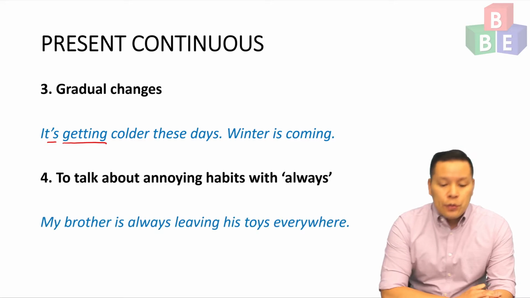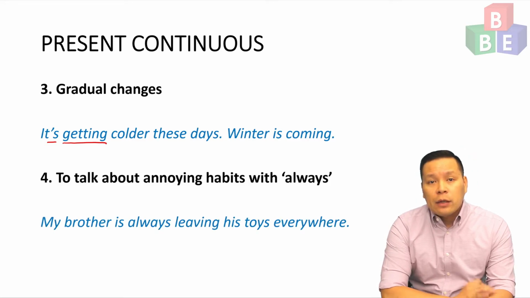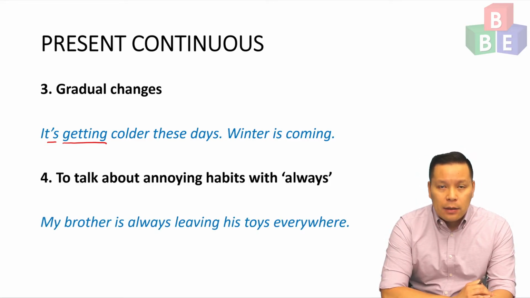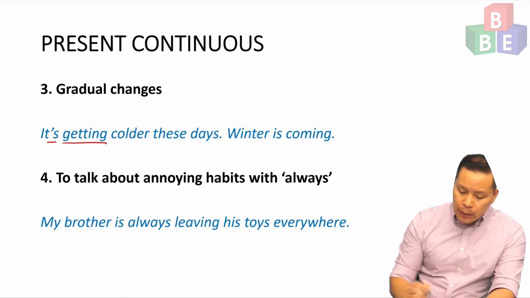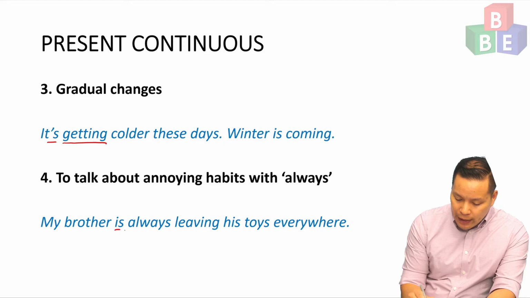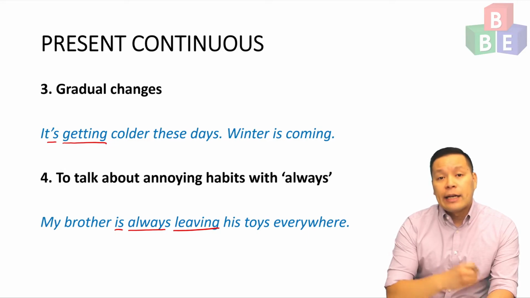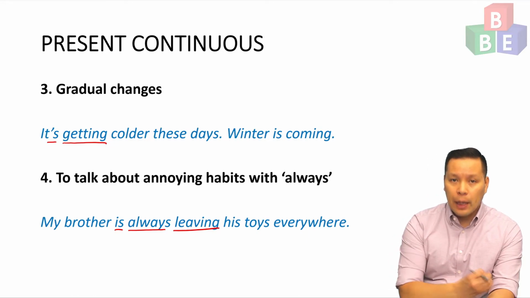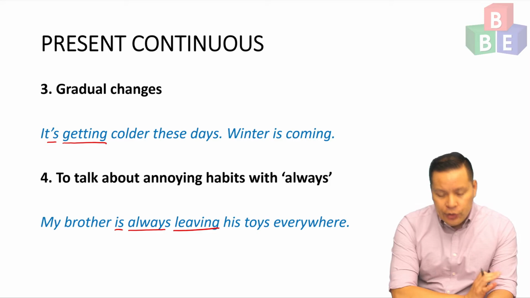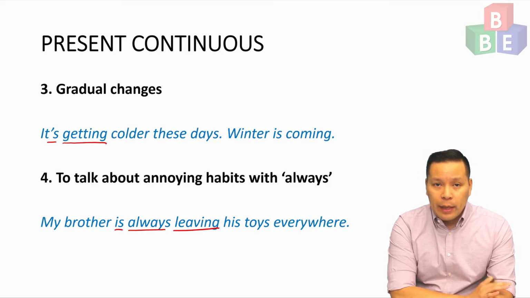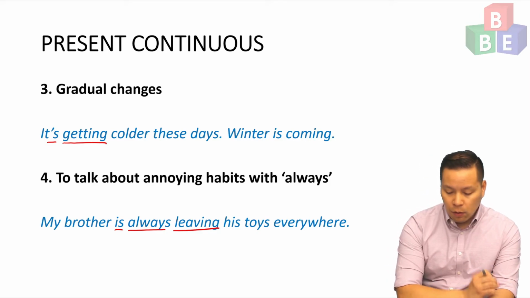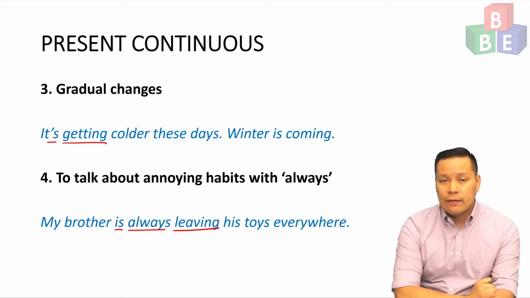Four. We can use present continuous to talk about annoying habits using the adverb always. So for example, my brother is always leaving his toys everywhere. As you can see, this is an annoying habit by my brother. You can use present simple as above. My brother always leaves his toys everywhere.